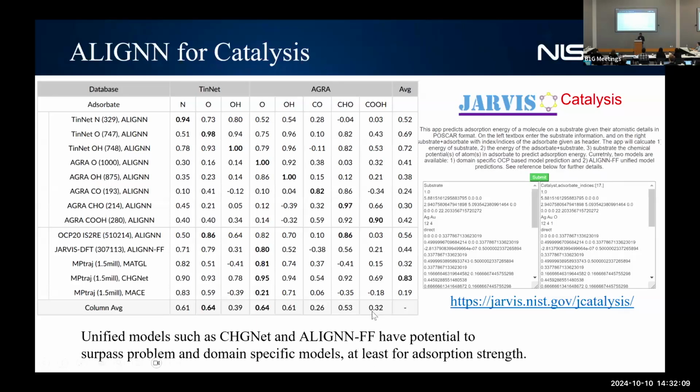And so we took these ALIGNN-FF models and made an app called JARVIS-Catalysis, available at jarvis.nist.gov. That's J-Catalysis, where you can put in the substrate, and the substrate plus the adsorbate atom. It will calculate the energy of these two and calculate the adsorbate energy, and from there calculate the adsorption strength. So that was GNN models.